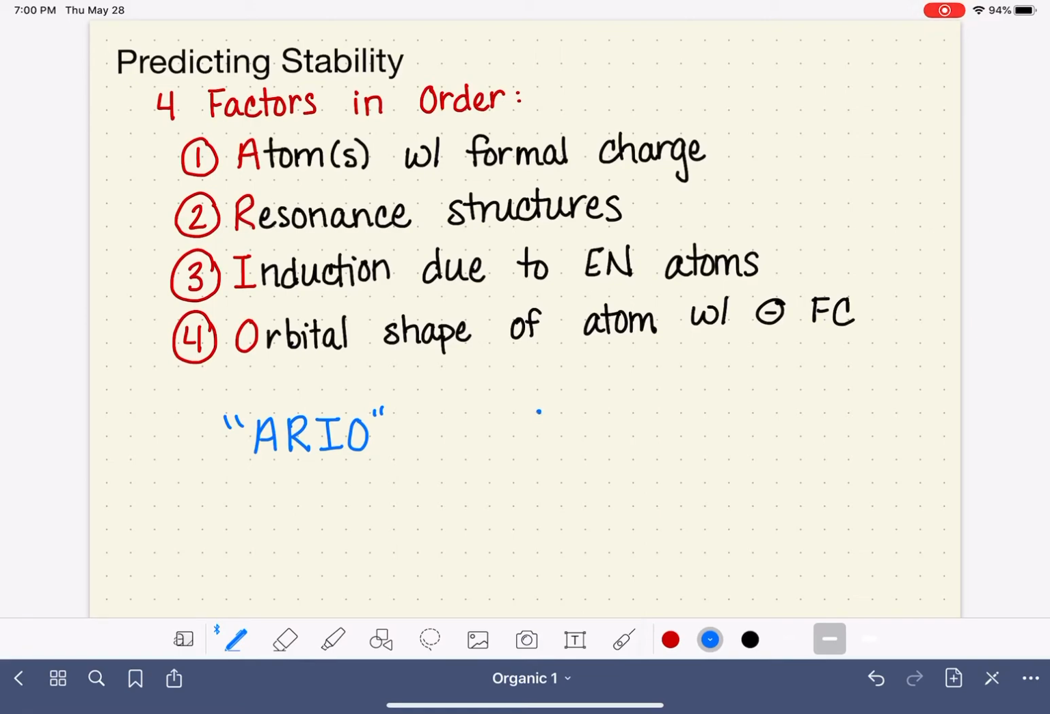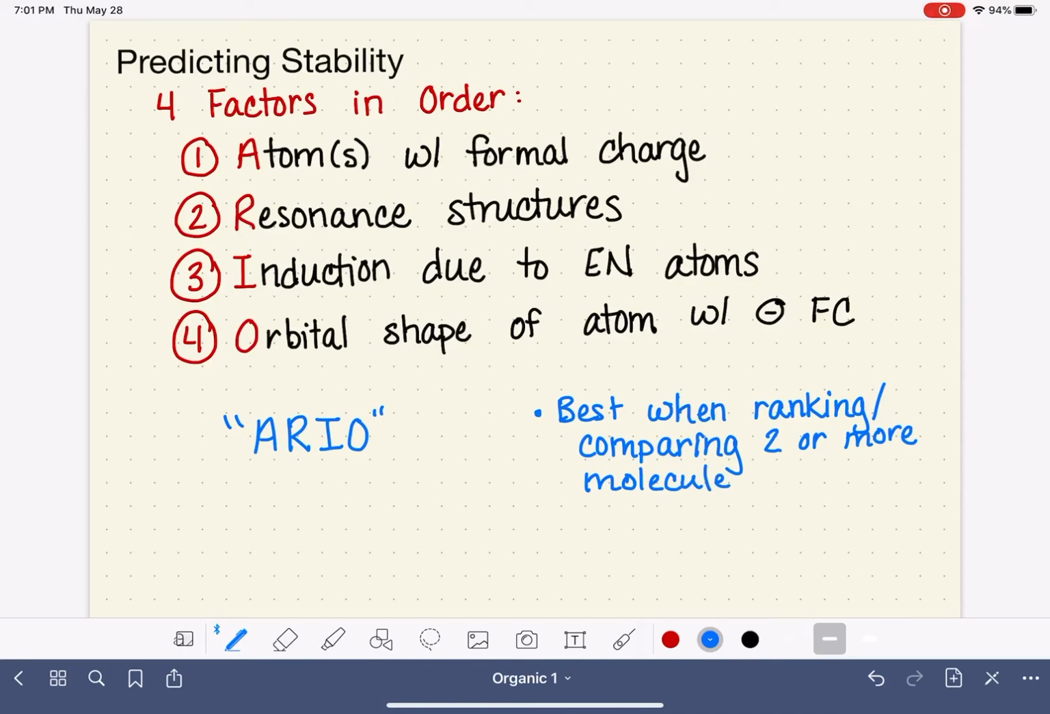So ARIO works better when we are comparing multiple molecules, like 2 or more molecules. It's a little harder to use ARIO when we're just looking at one single atom. So this is best when we are ranking or comparing 2 or more molecules, and we are saying, of this set, of these 2 molecules, which one is the most stable? So this is ideal for comparison because it's better at helping us predict, of these 2, this is the most stable. It's a little harder for us to make predictions about how stable the molecule is, but it's good for helping us predict which one is the most stable.